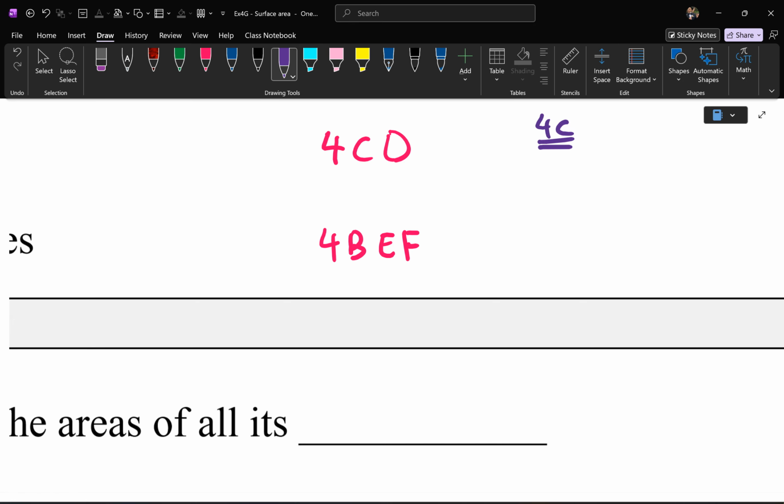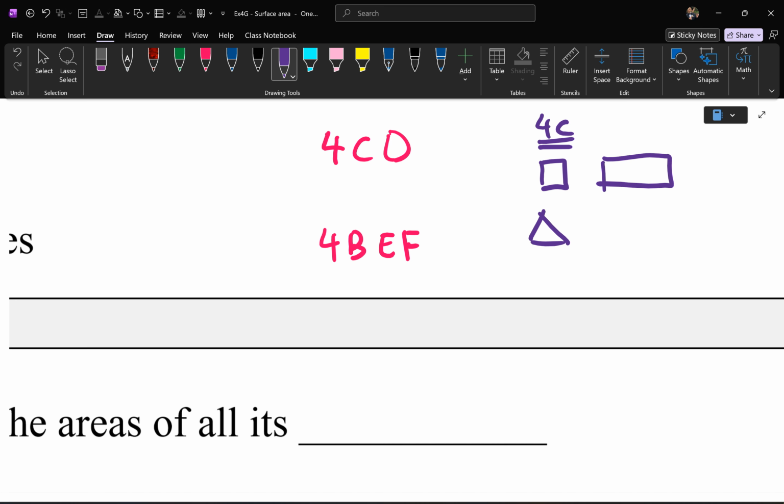What kind of shapes do we have in 4C that you had to remember? Name me one. Square. Very good. We have a square. Give me another one. Triangles. Very good. So you need to know the area of a square, triangle. What else? Rectangle. Great. These are all the basic shapes that you would have seen in primary school.